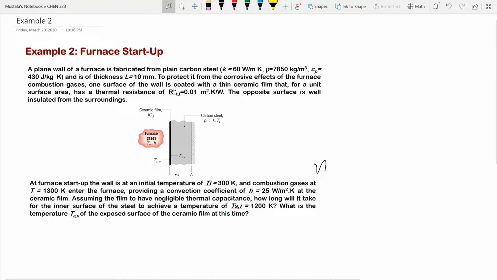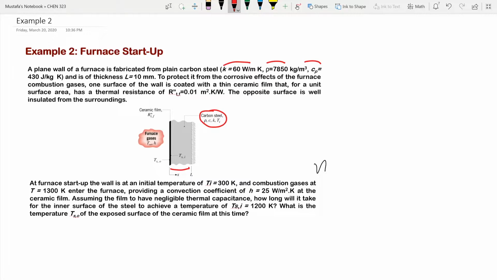Okay, let's take a look at this example. In this case, we are going to analyze the variation of a furnace wall temperature. So this furnace is made from carbon steel, so it has known properties. Thermal conductivity, density, and heat capacity are given. And we also know the thickness of this wall.